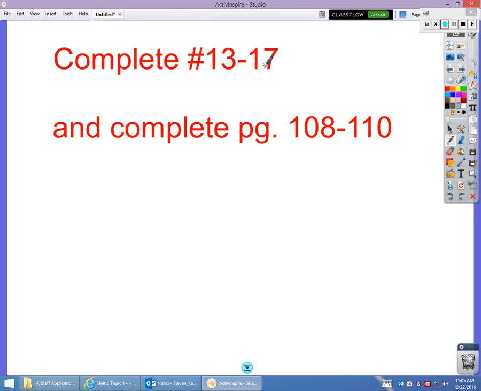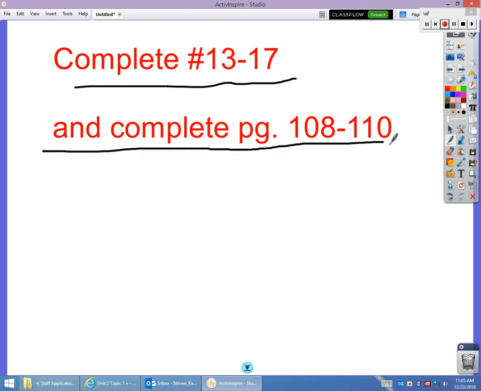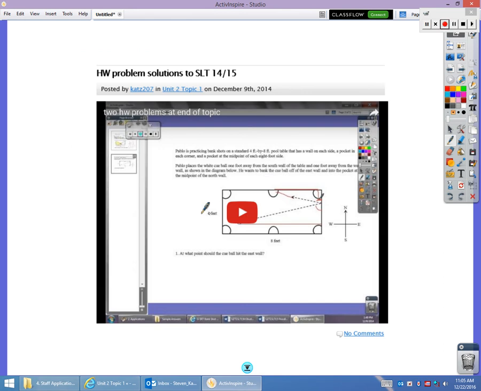So there's two things you're going to do. You're going to complete page 13 to 17. These are numbers 13 to 17 from Mr. Katz's homework. That deals with the angle bisector. Now, everyone in Mr. Katz's and Miss Freed's class, you're going to complete pages 108 to 110 in your packet. And so you understand what that looks like, it's these pages. When you're done doing the problems, because we're going to quiz you on these concepts.